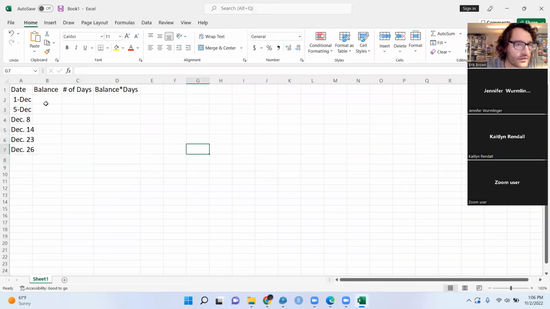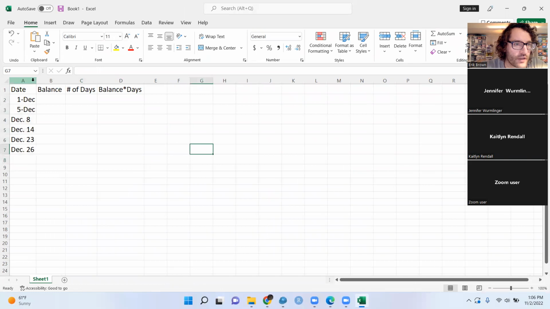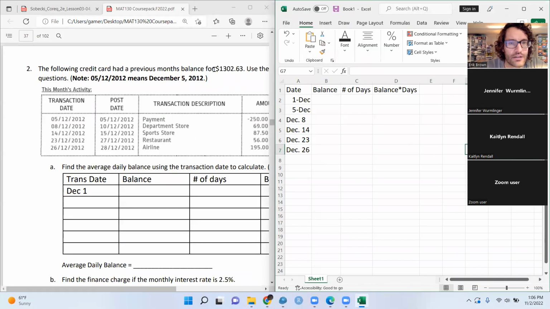Okay, sweets. So start there and then see if you can't figure out the balance. I'll give you a hint. The beginning balance is 1302.63. And see if you can't figure out how to get these balances. I'll be back in a few minutes.